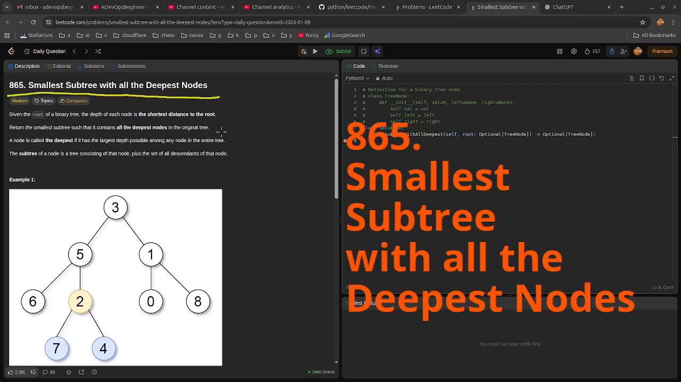Leetcode daily challenge. Question 865. Smallest subtree with all the deepest nodes. This is a medium problem. The solution for this one is going to be recursive.